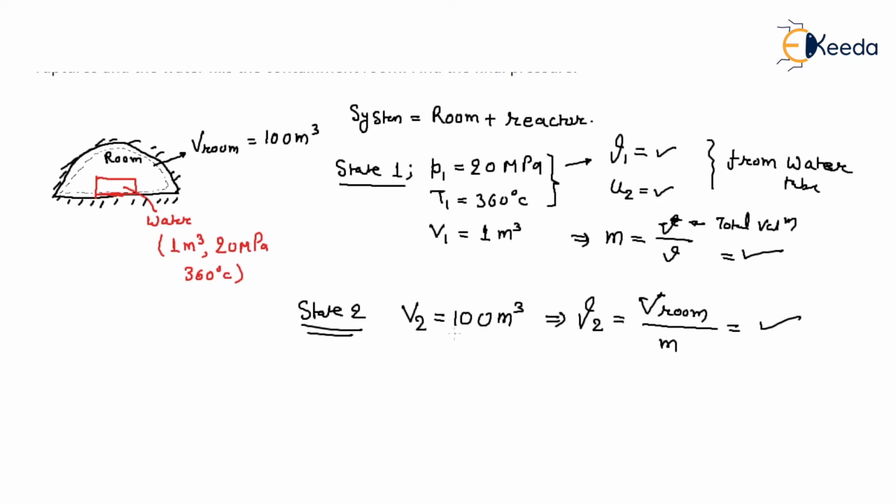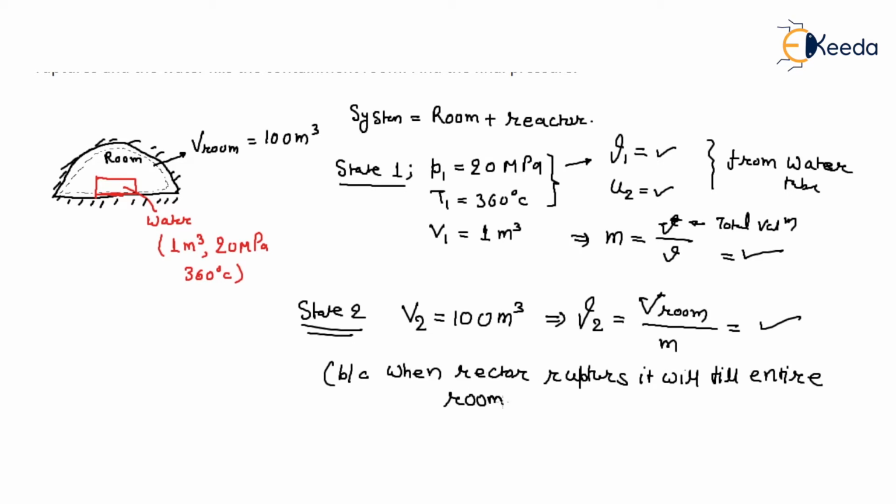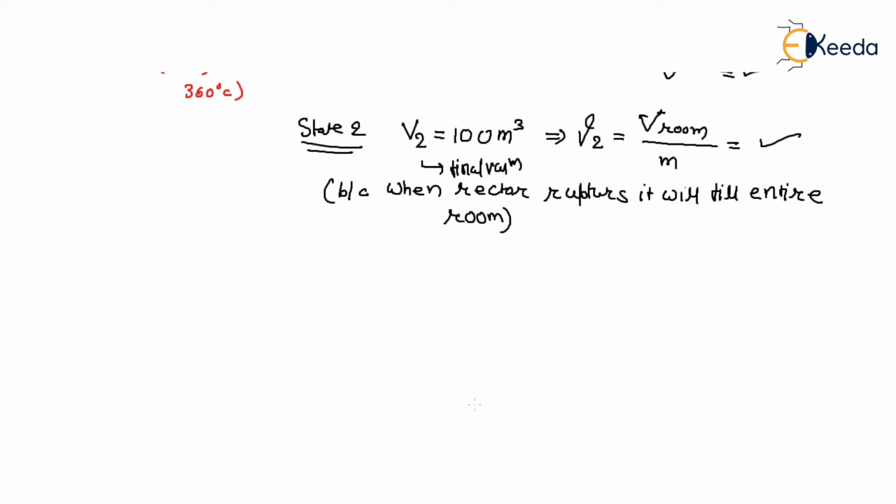You have knowledge about V2. Why? Because when the reactor ruptures, it will fill the entire room. So this is the final volume. Now we apply the first law of thermodynamics. What is that? Q1 to 2 equals m times u2 minus u1 plus W1 to 2.